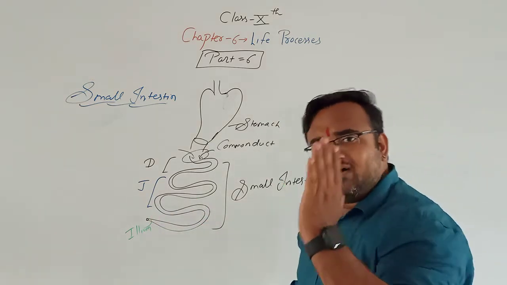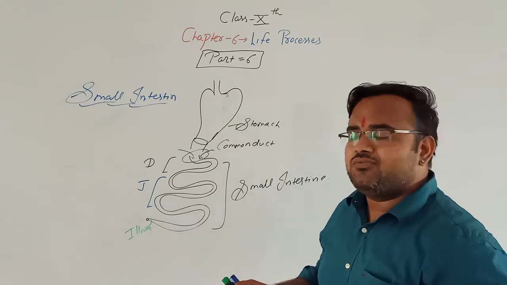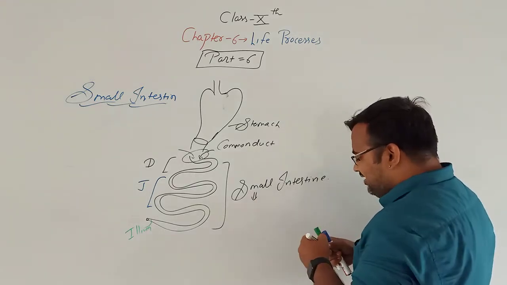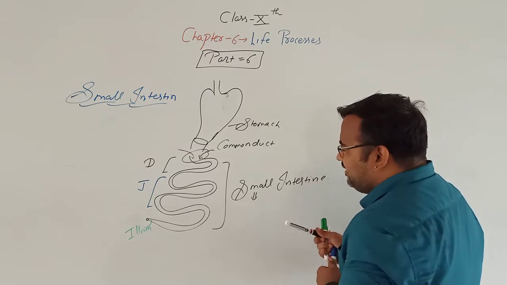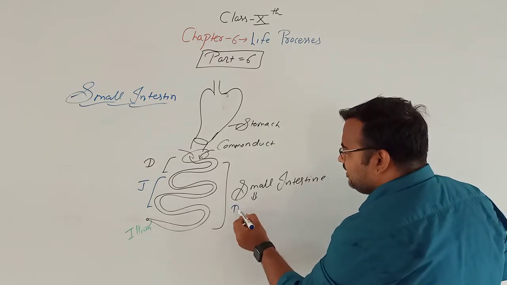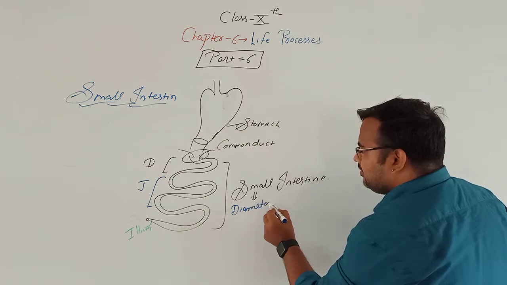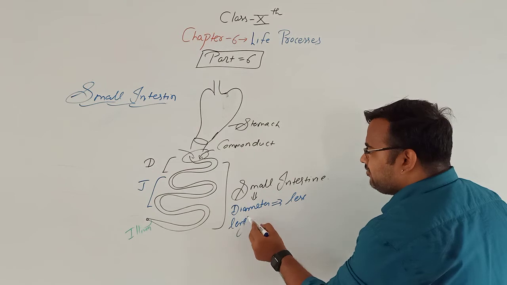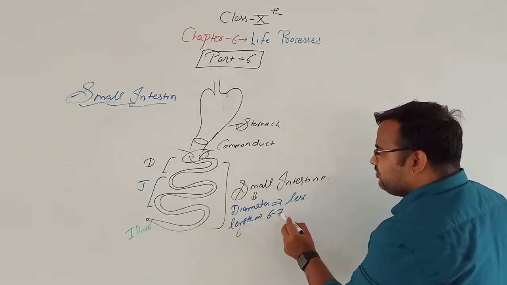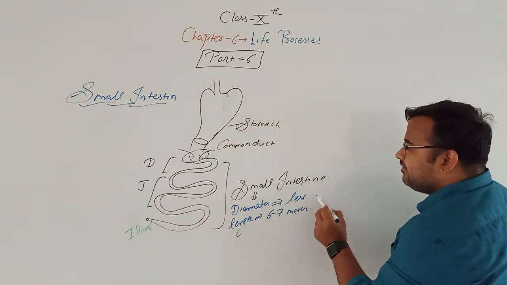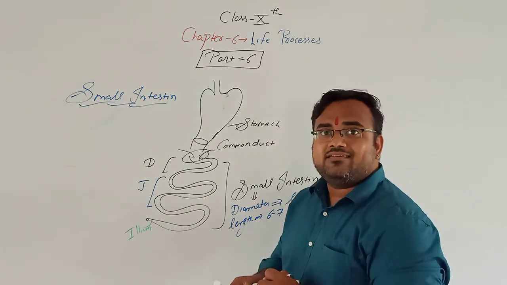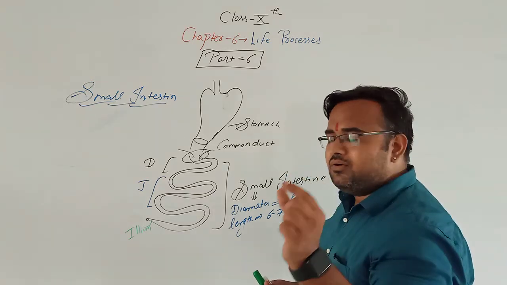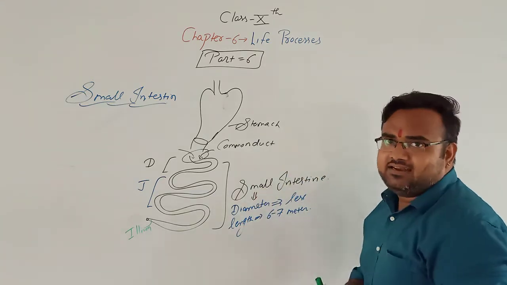First question: why is the small intestine known as the small intestine? Because its diameter is very small. The diameter is small, but the length of the small intestine is 6 to 7 meters. Therefore it is known as the small intestine.